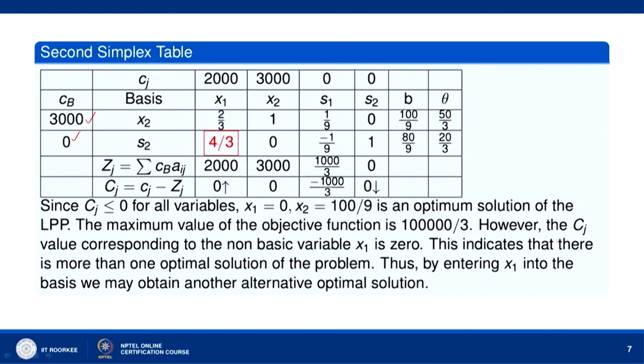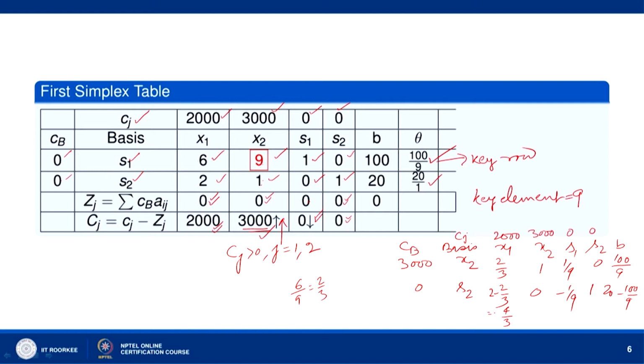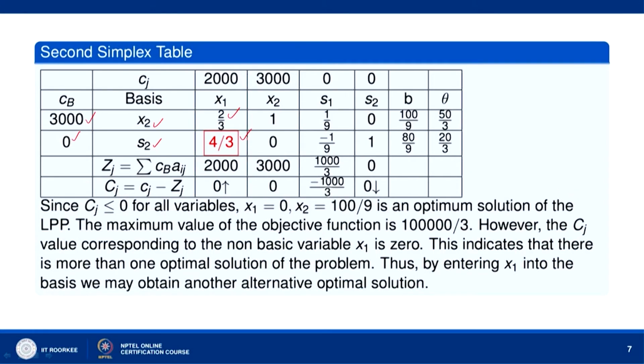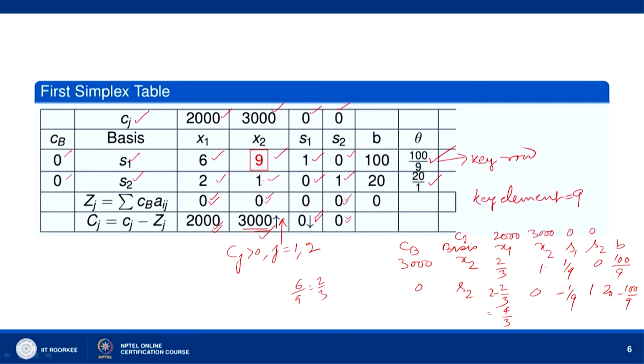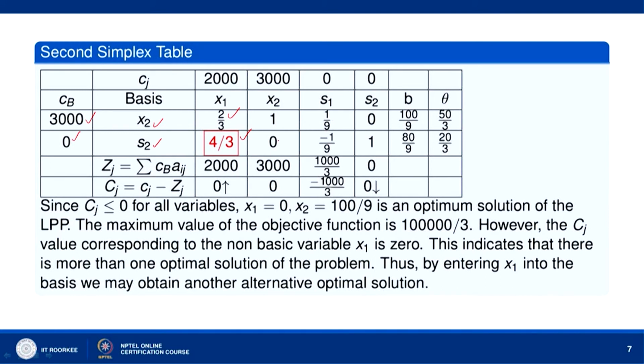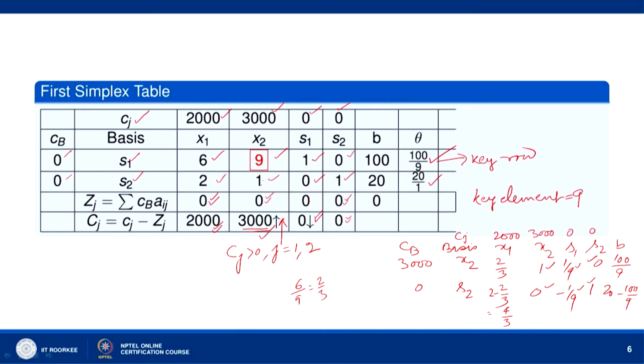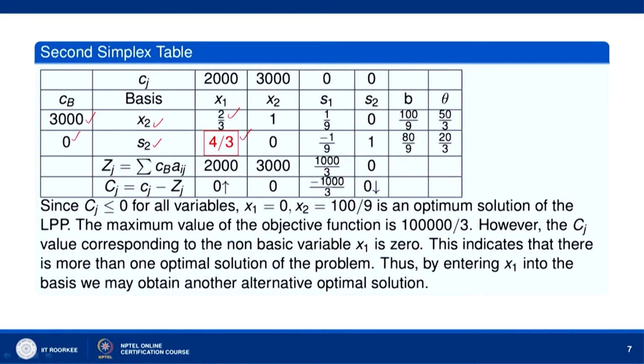So, what we get in the next table, let us see. 3000, 0, X2, S2, and 2 by 3, 4 by 3, that is the first column. The second column is 1, 0. The third column is 1 by 9, minus 1 by 9. Then 1, 0, and then 0, 1. Then the B column becomes 100 by 9 and 80 by 9.